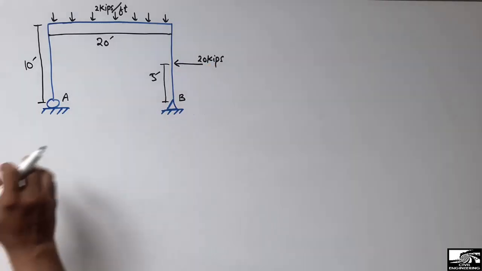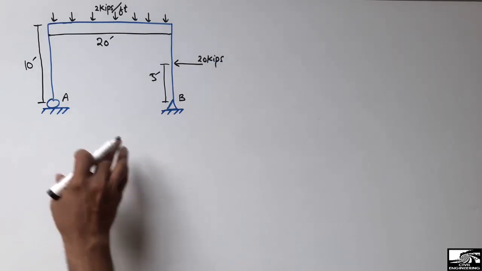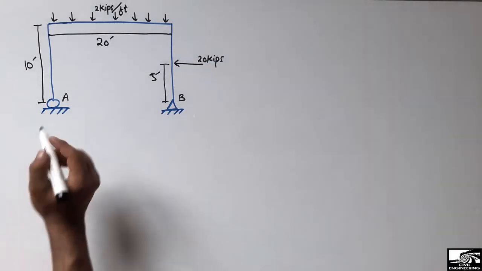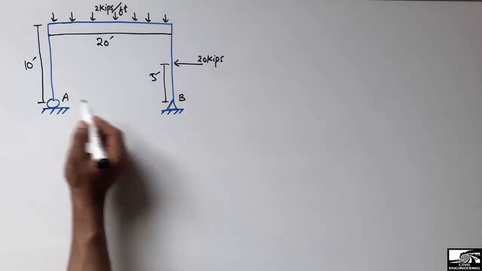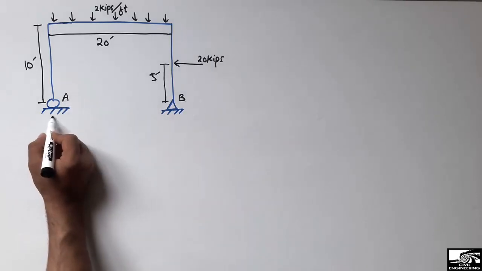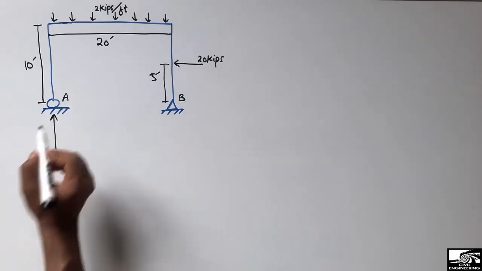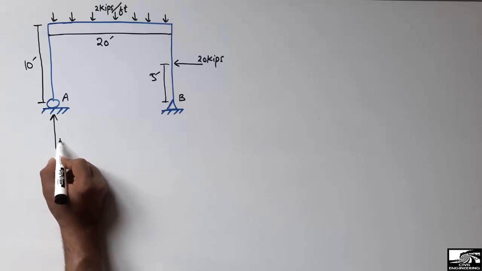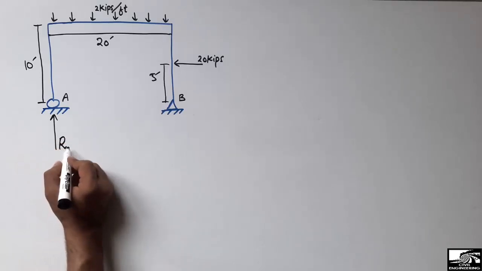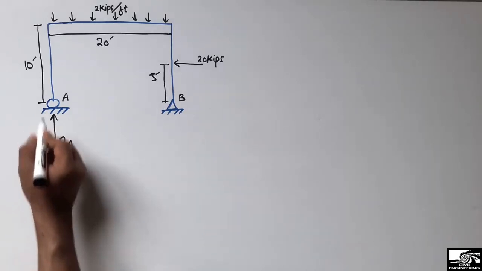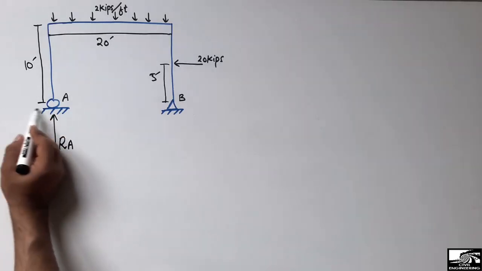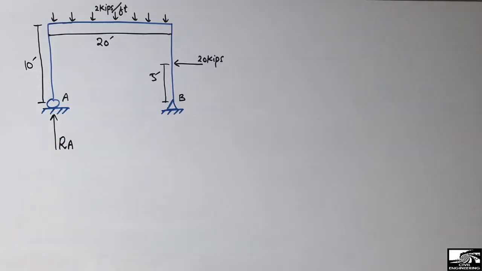So first of all, to start the analysis, I will find its support reactions. Let's consider this is point A and this is point B. The roller support has only a vertical reaction, as you know. So this reaction will be called RA, acting only in the vertical direction. There is no horizontal reaction from the roller support.